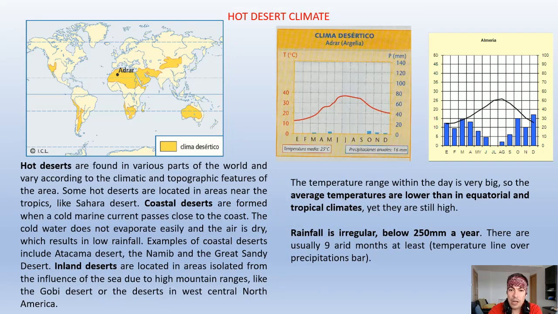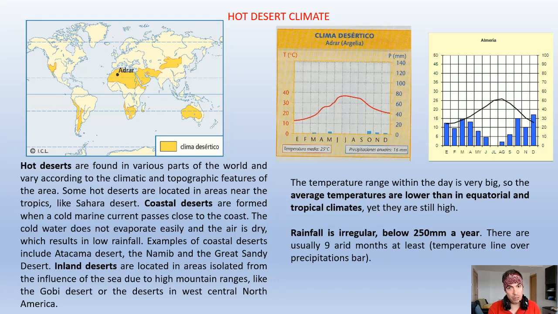So let's go to the hot desert climate. The hot deserts or deserts are found in various parts of the world and vary according to the climate and topographic relief features of the area. Some hot deserts are located in areas near the tropics, like the Sahara Desert, which is this one in North Africa. The coastal deserts are formed when a cold marine current, and remember the ocean currents, passes close to the coast. The cold water does not evaporate easily and the air is dry, which results in low rainfall.